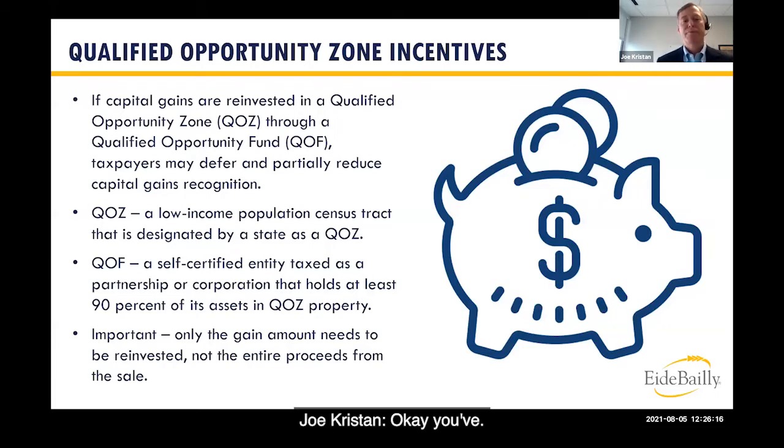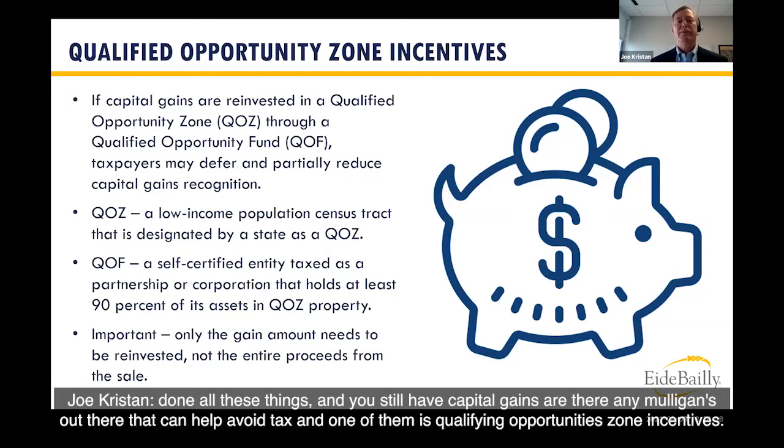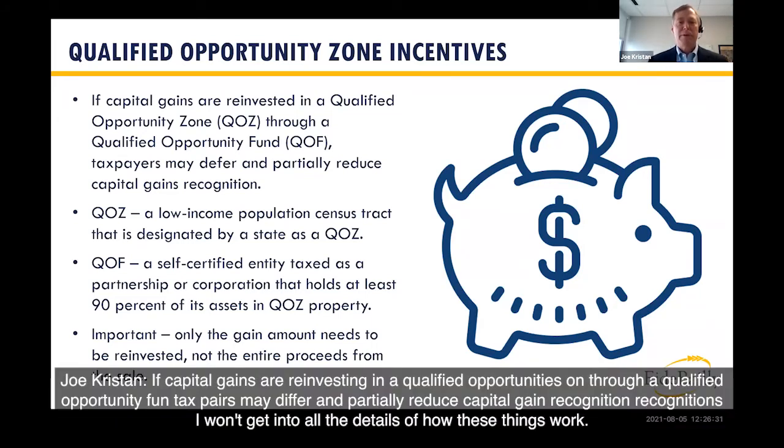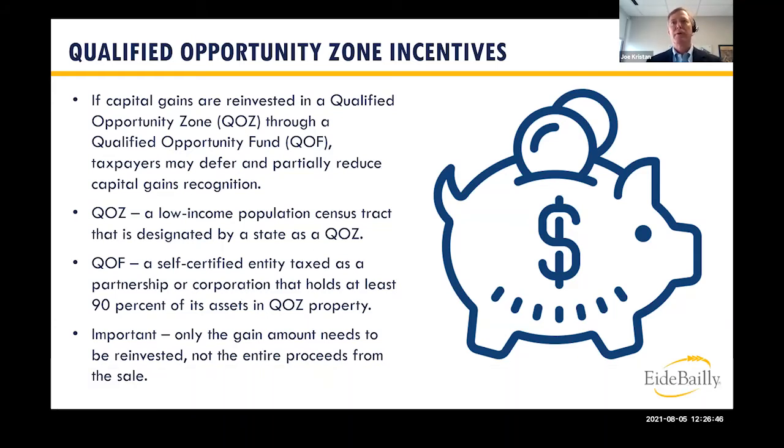Okay, you've done all these things and you still have capital gains. Are there any mulligans out there that can help avoid tax? And one of them is qualifying for opportunity zone incentives. If capital gains are reinvested in a qualified opportunity zone through a qualified opportunity fund, taxpayers may defer and partially reduce capital gain recognitions. I won't get into all the details of how these things work.